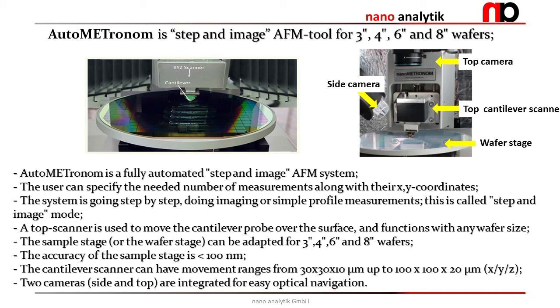The sample stage, or the wafer stage, can be adapted for 3-inch, 4-inch, 6-inch, and 8-inch wafers. The accuracy of the sample stage is less than 100 nanometers. The cantilever scanner can have movement ranges from 30 by 30 by 10 microns up to 100 by 100 by 20 microns. Two cameras, side and top, are integrated for easy optical navigation.